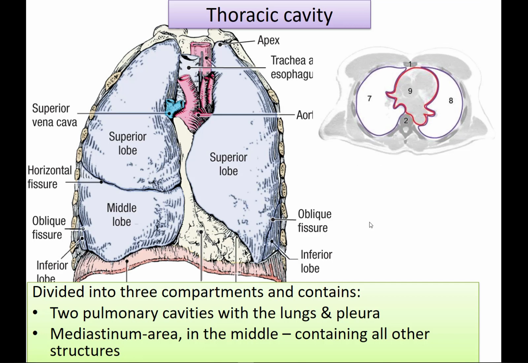The thoracic cavity itself is divided into 3 compartments and will contain the 2 pulmonary cavities with the lungs and the pleura, and the area that stands in the middle. Here it is outlined in a reddish shade, numbered 9-ish. That is called the mediastinum. That's exactly in the middle, and it contains all of the other important structures.